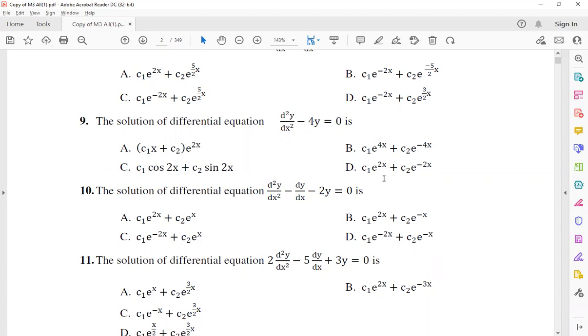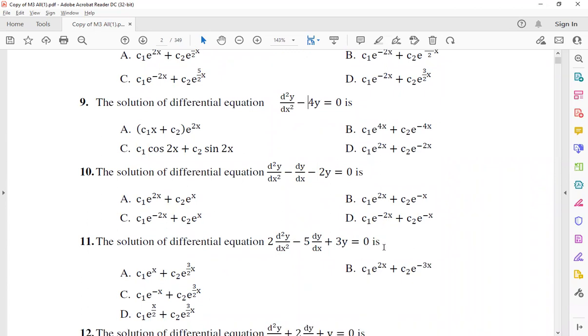Plus and minus 2. You can check. Press A is 1, B is 0, C is minus 4. The calculator is showing you 2 and minus 2. So what is the answer? Option D. D option, right? D. Real, different, e to the power with different constants.